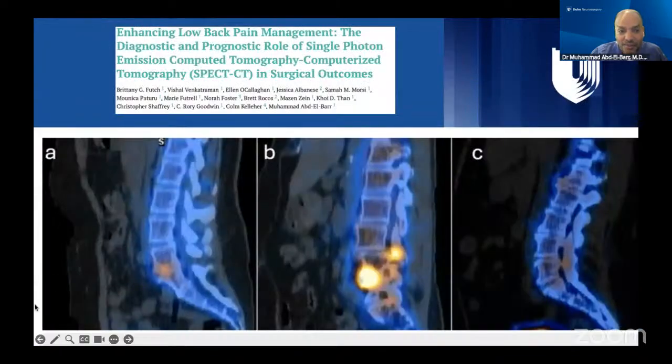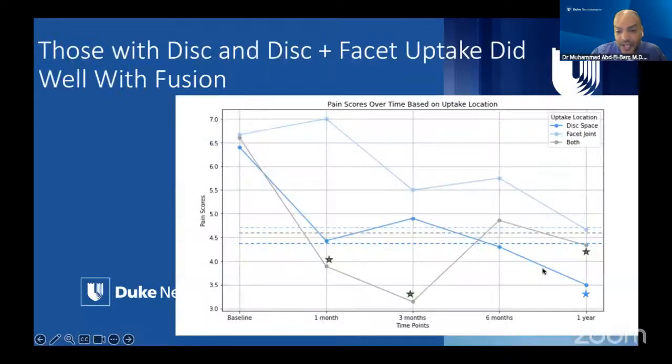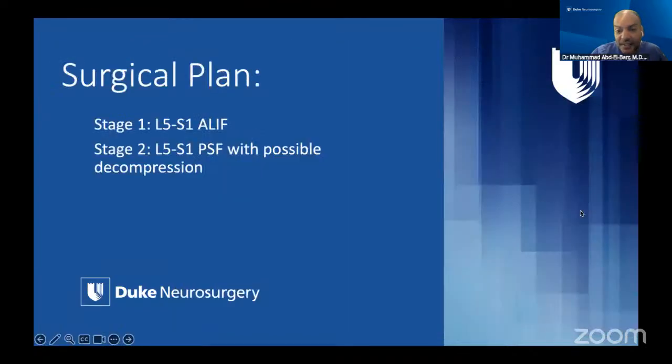So she did this work, which was just recently published, looking at 3 different signatures of CT SPECT, whether it's around the disc space, whether it's around the facet joint and the disc space, or whether it's around the facet joint alone. And she showed very remarkable results: it seems that those people that only had facet joint pain did not get better.